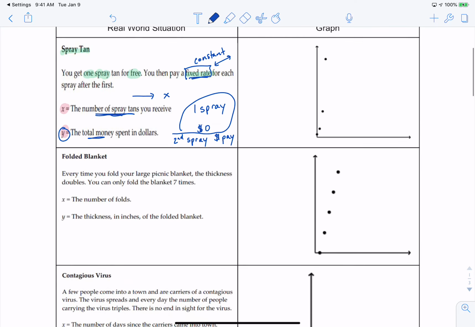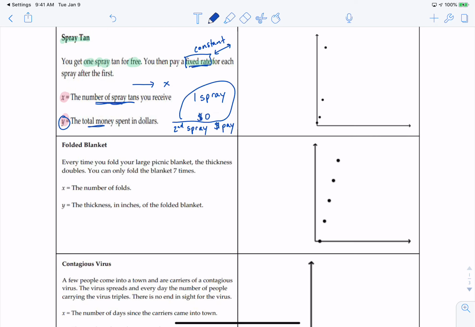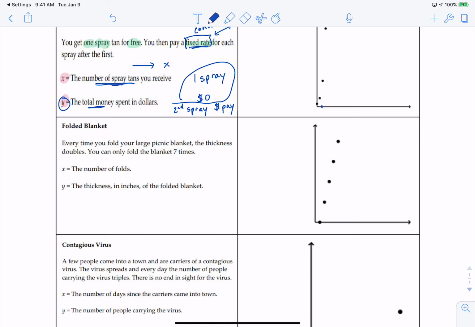All right, so if I look at all these, I know that as I move to 1 on the X axis, I haven't spent any money yet, so my Y should still be 0. So it doesn't look like that graph fits. If I go to my next graph, remember X is the number of spray tans, number of sprays, and Y is the amount of money, total money. When I received 1 spray, remember I still was at $0. So this looks like it could work.